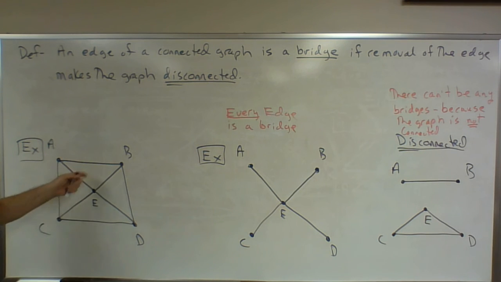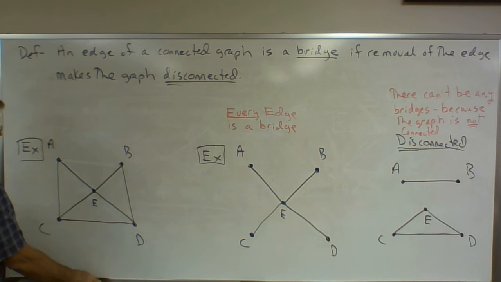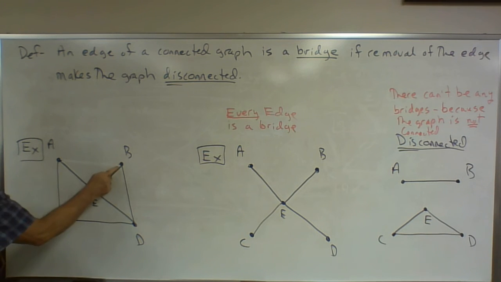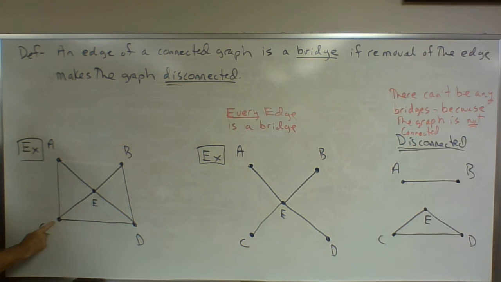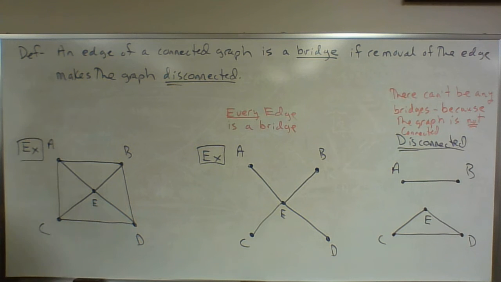Now, what about this graph? If I remove this edge, I can still get from A to E to B. I can still get from A to C. I can still get to D from A. So this edge is not a bridge. And the same logic applies to all of these other edges on the outside.